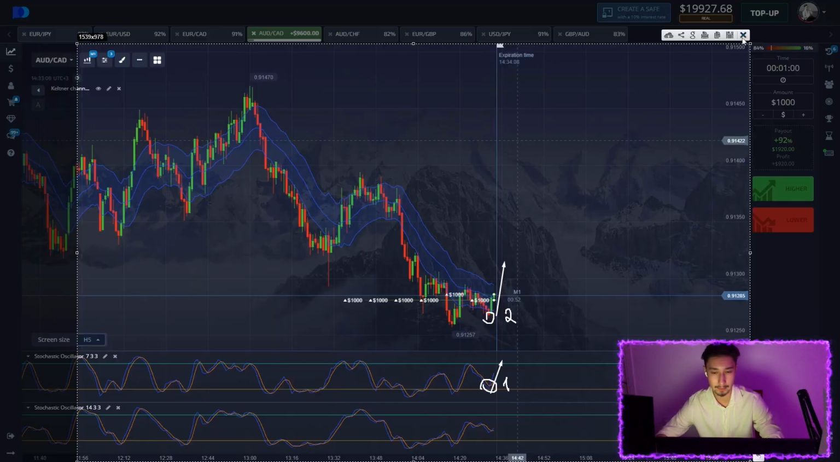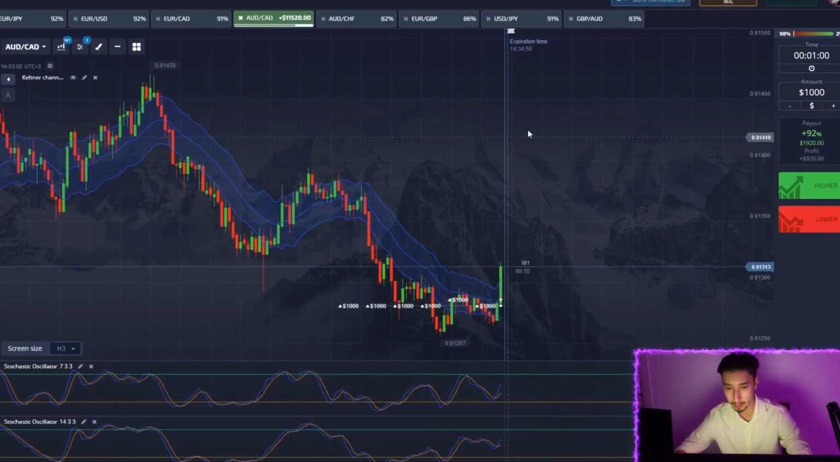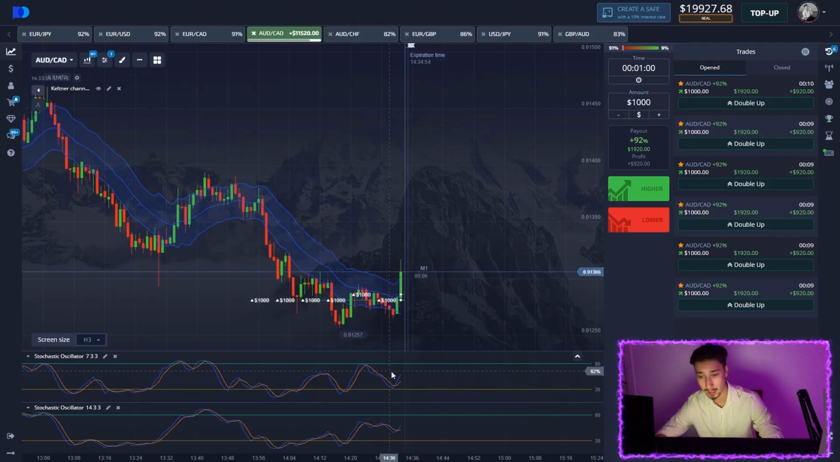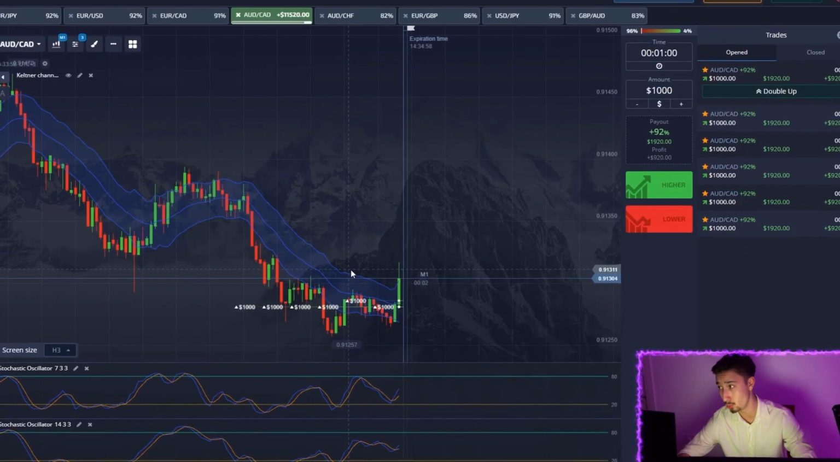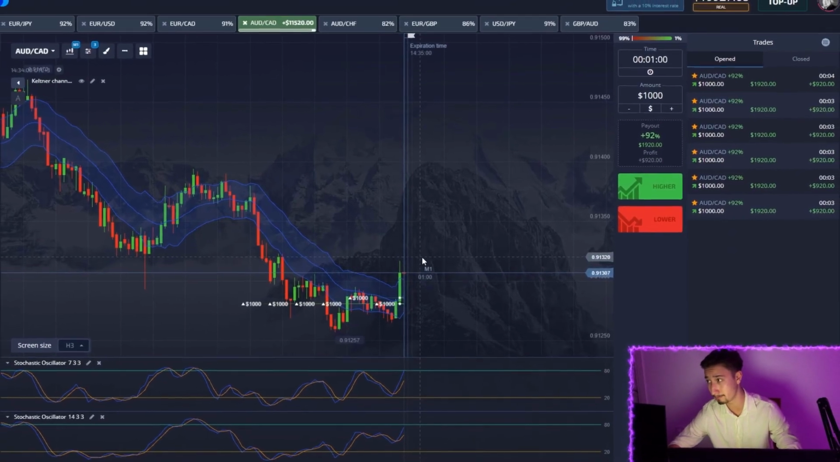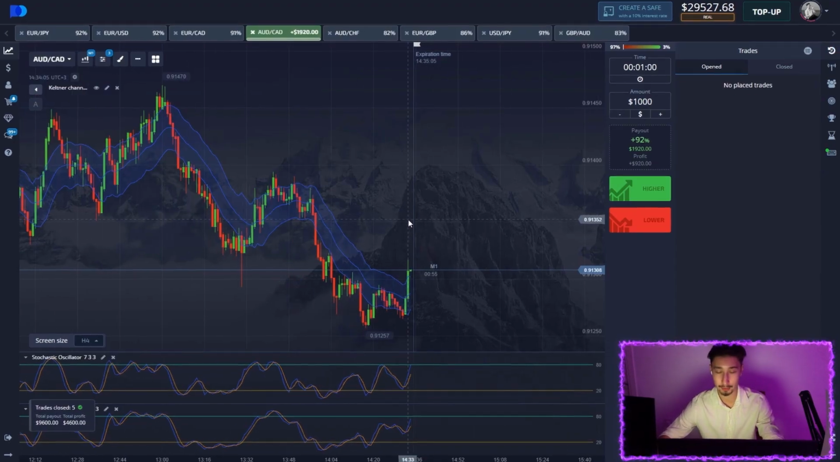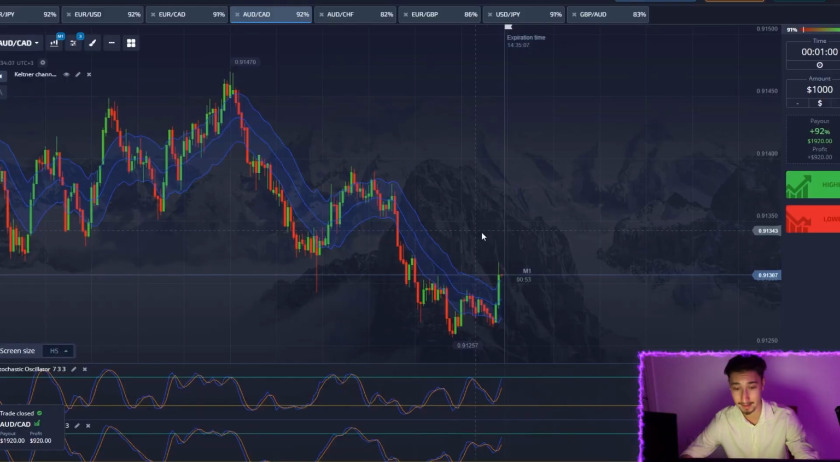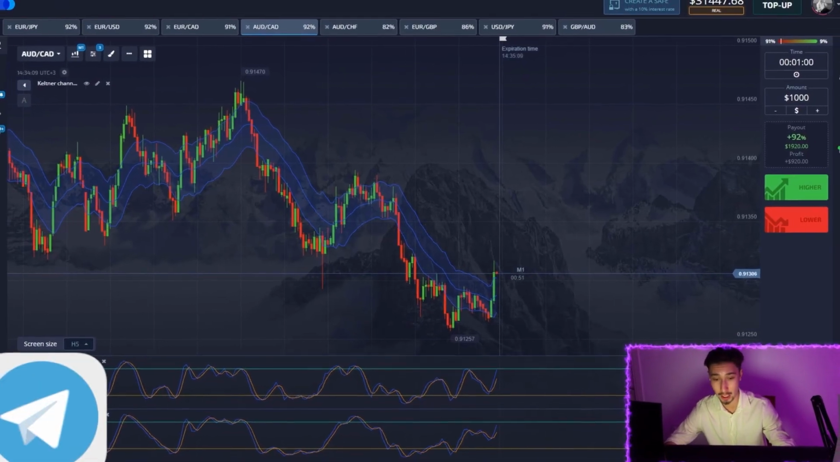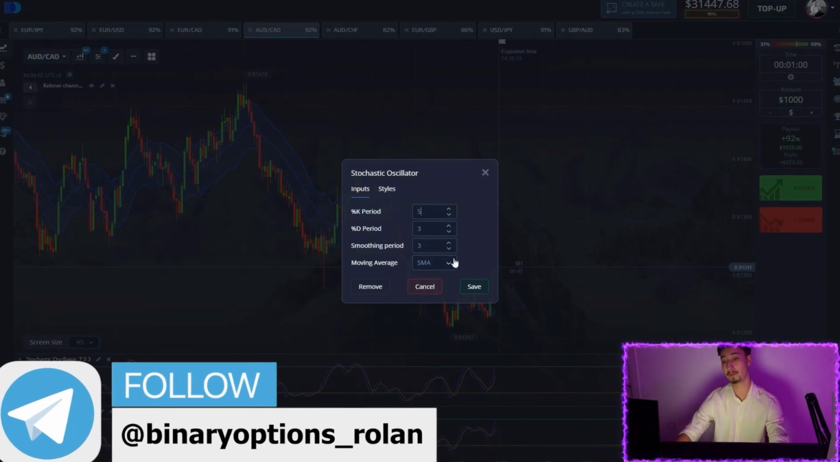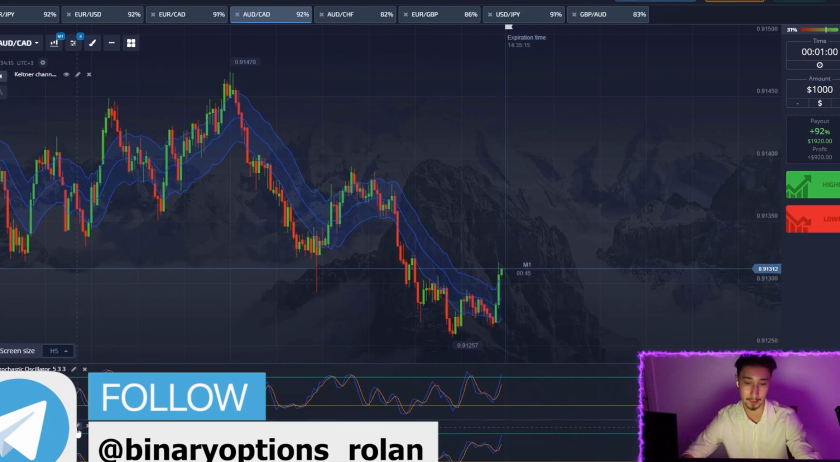So we see a very nice pump here, very good. The stochastic didn't disappoint us. And there's several seconds left before the closing, and 3, 2, 1, and I'm rich again. Much more. We're close to 32,000, right? So let's change the stochastic settings a bit. We'd better set a period 5 here, and here we set period 15.